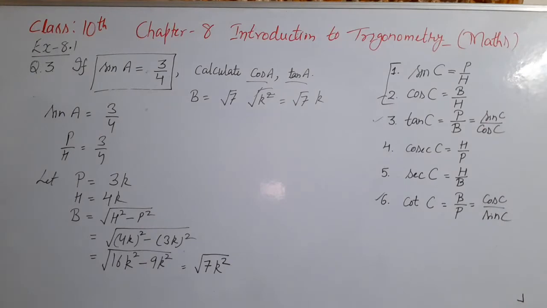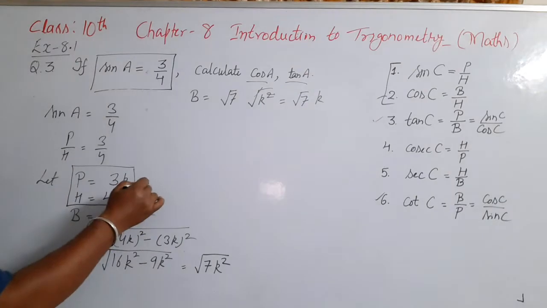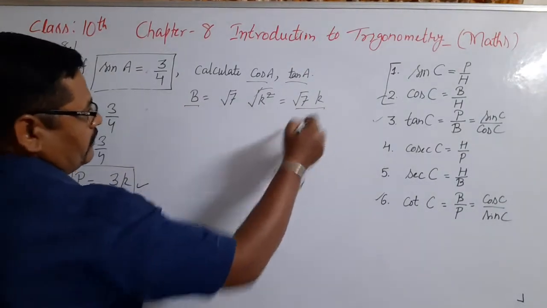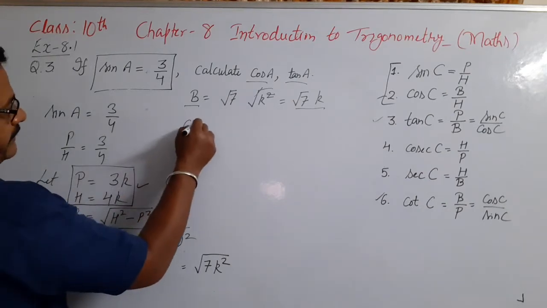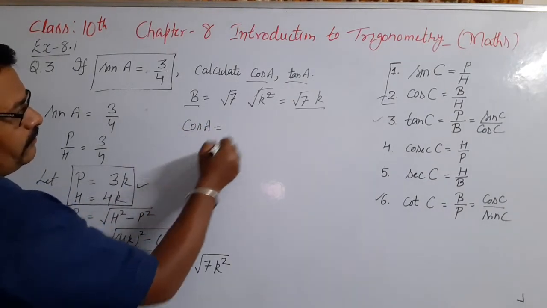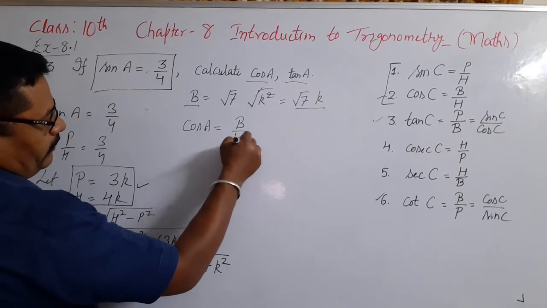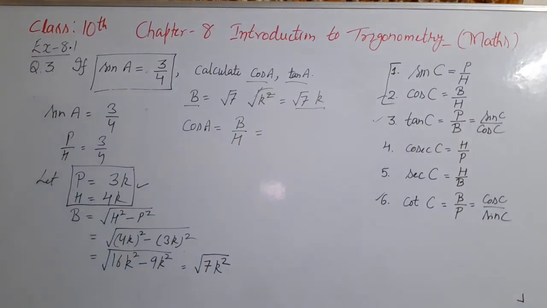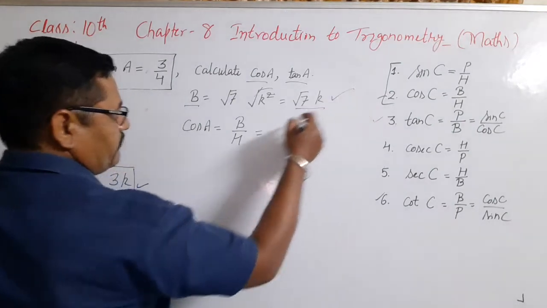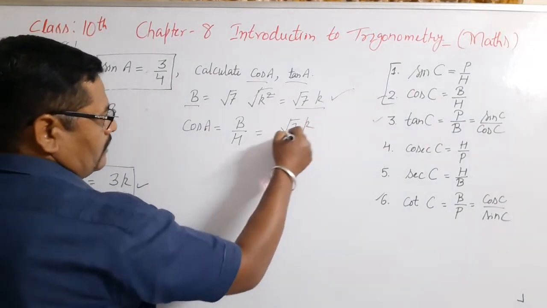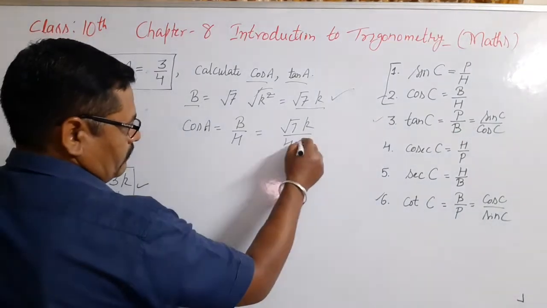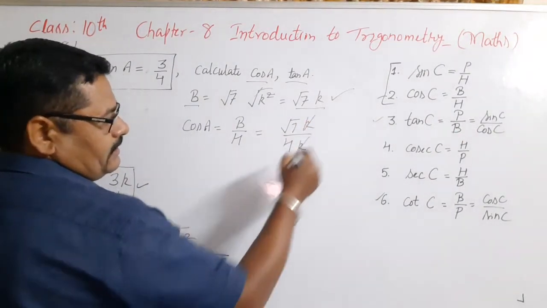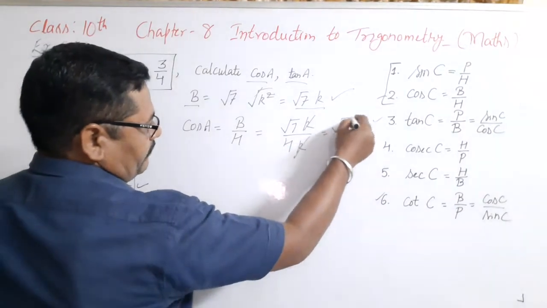Now we have the values of perpendicular, hypotenuse and base. So let us find cos A. Cos A is equal to base upon hypotenuse. Base is root 7k and the hypotenuse is 4k. k से k कट गया, is equal to root 7/4.